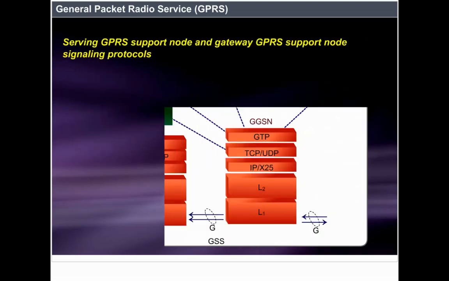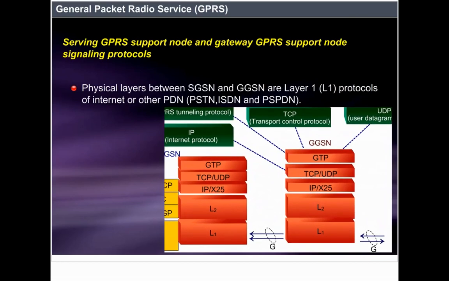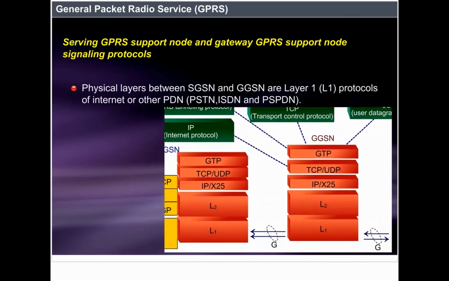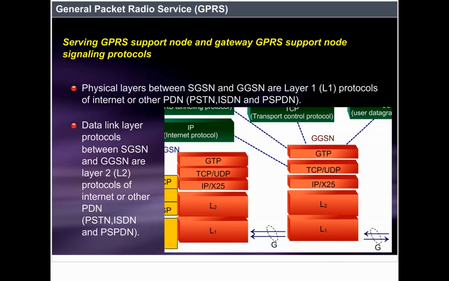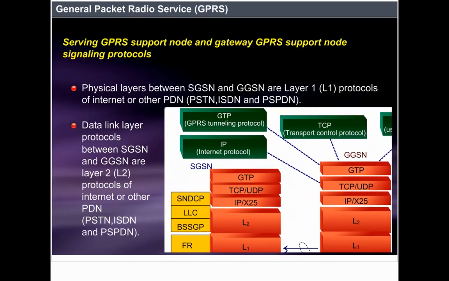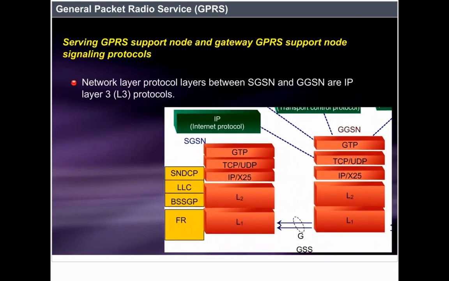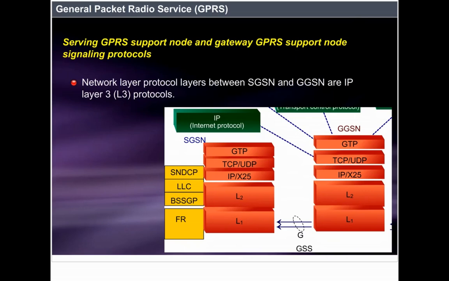Serving GPRS support node and gateway GPRS support node signaling protocols. Physical layers between SGSN and GGSN are layer 1, L1 protocols of Internet or other PDN, PSTN, ISDN and PSPDN. Data link layer protocols between SGSN and GGSN are layer 2, L2 protocols of Internet or other PDN, PSTN, ISDN and PSPDN. Network layer protocol layers between SGSN and GGSN are IP layer 3, L3 protocols.